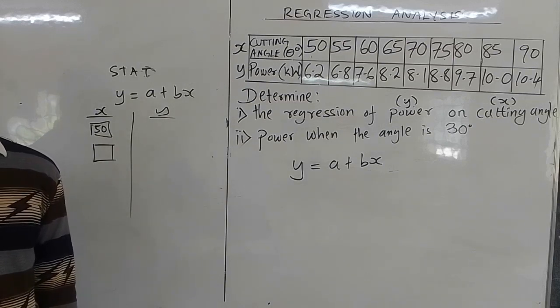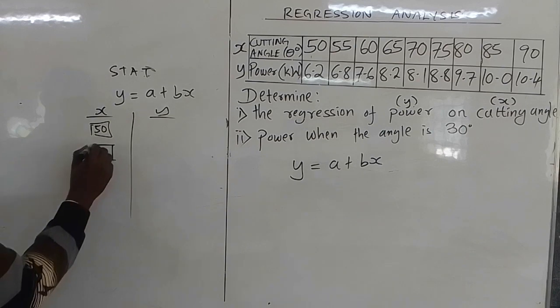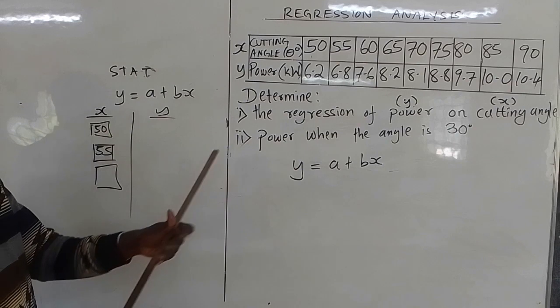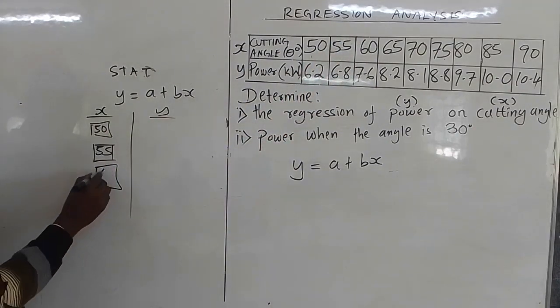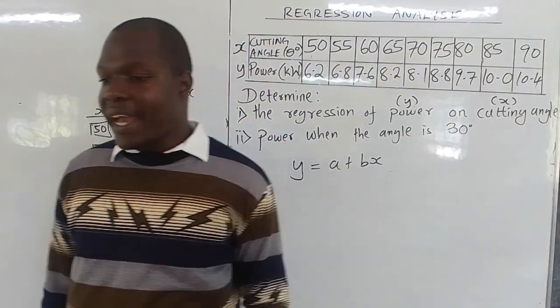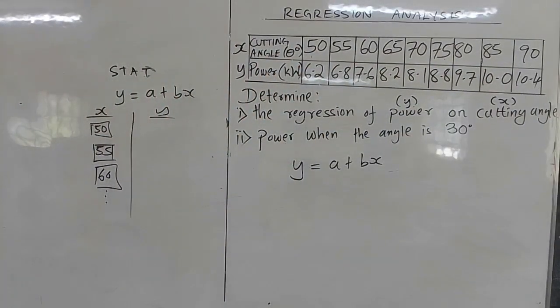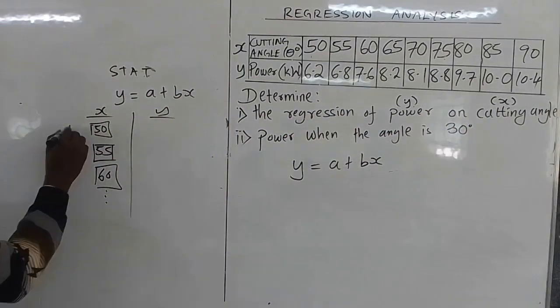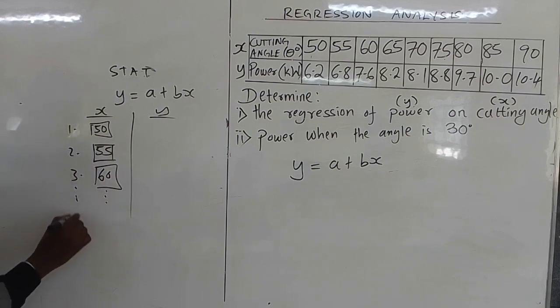The next x value is 55. When you press equal, it will take you to the next x value, which is 60. So you continue like that until you feed all the x values, using the same procedure. You count them: 1, 2, 3, 4, 5, 6, 7, 8, 9. Meaning you continue from number 1, number 2, number 3 until you reach number 9.